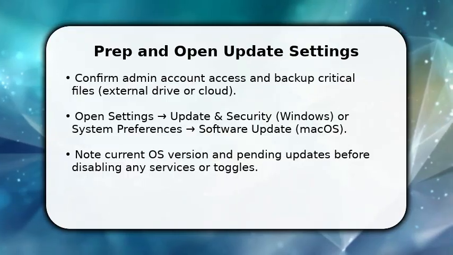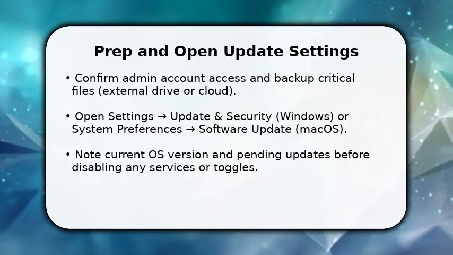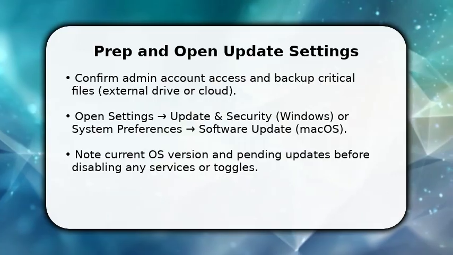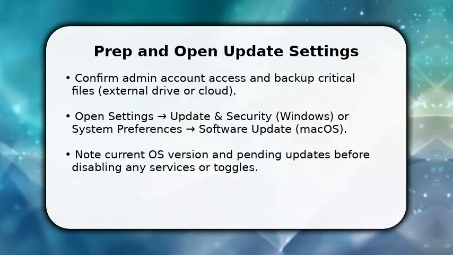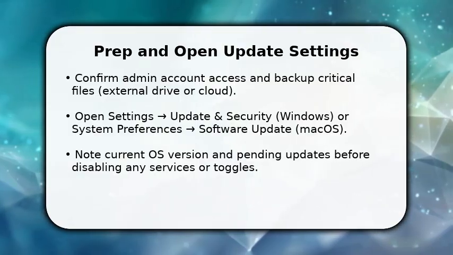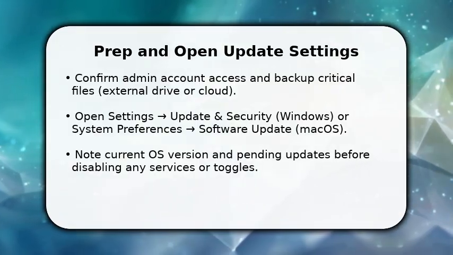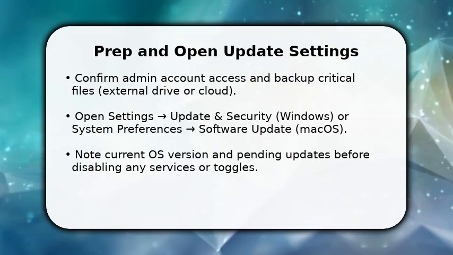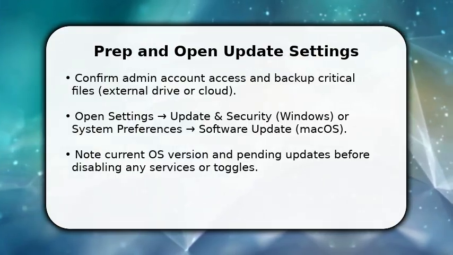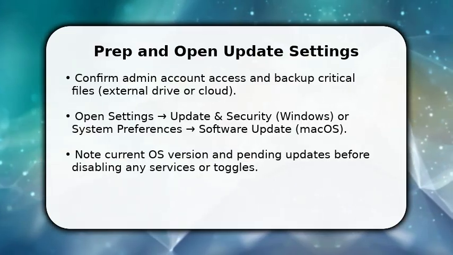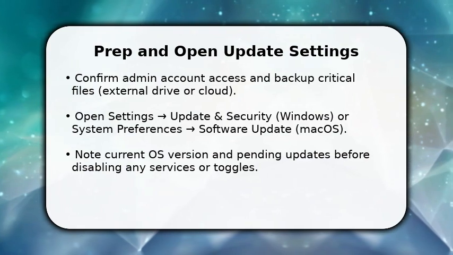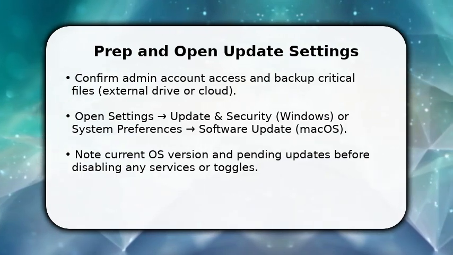You start by making sure you're using an administrator account and have a quick backup of critical files. This prevents surprises. Once logged in, open Settings, then Update and Security on Windows, or System Preferences and Software Update on macOS. You're doing this to see what's queued and where the toggle lives. Make note of the current OS version and any pending updates so you can re-enable updates safely later. That context guides the next steps and avoids accidental update loss.